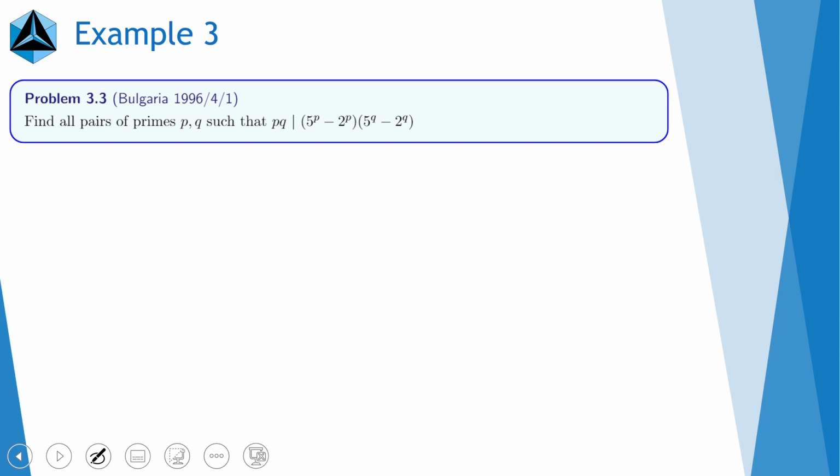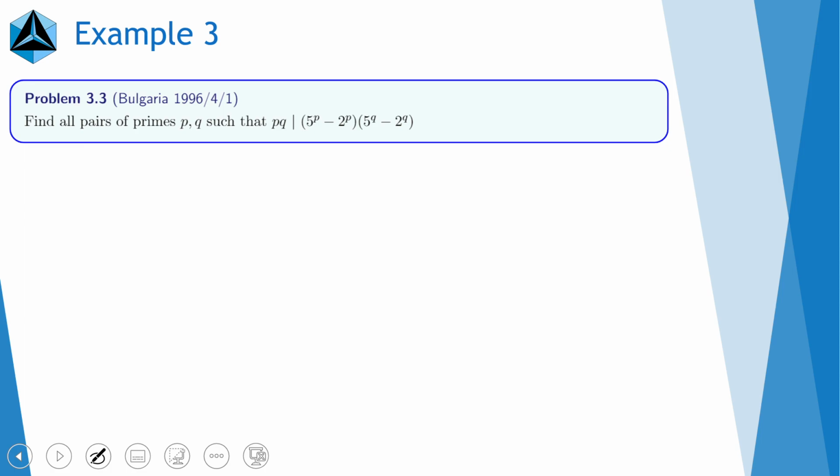So now let's look at one a little more complicated example. This will get into a little bit of casework. So let's first read it. This is from Bulgaria, 1996, round 4, problem 1. Find all pairs of primes p and q such that pq divides 5 to the p minus 2 to the p times 5 to the q minus 2 to the q.